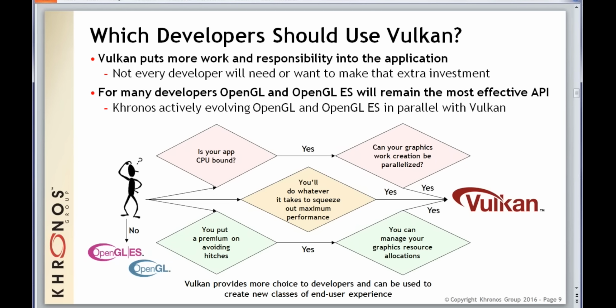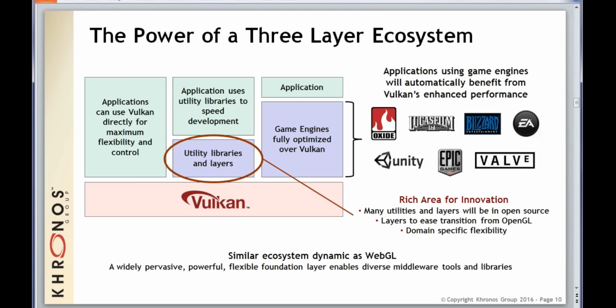But on the other hand, if your application is already maxing out the GPU, the CPU is not the bottleneck, and you're not getting any glitching problems, then OpenGL and OpenGL ES are still going to be there for you to use, and no one is going to force you to move to Vulkan. We're trying to be very straightforward about when people should use Vulkan and when they should stick with the traditional APIs. Many people, though, are going to get benefit from Vulkan without actually having to code any Vulkan code at all.